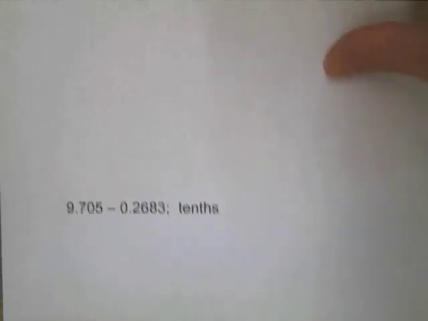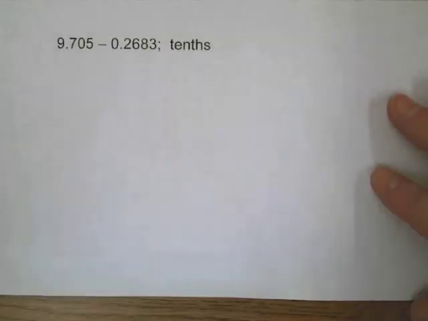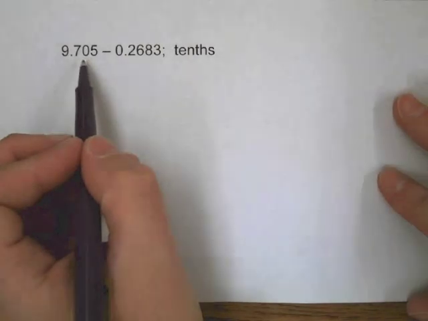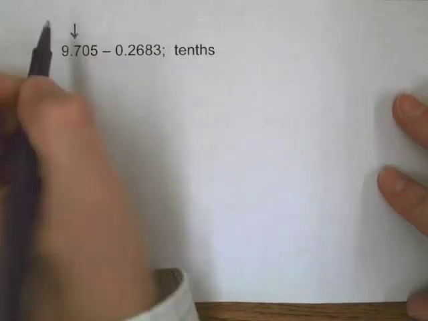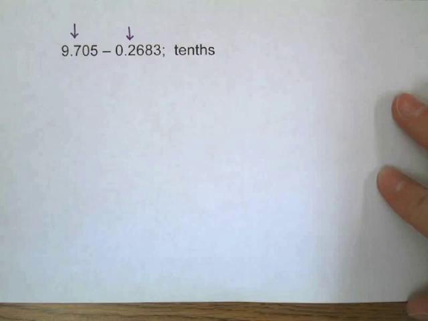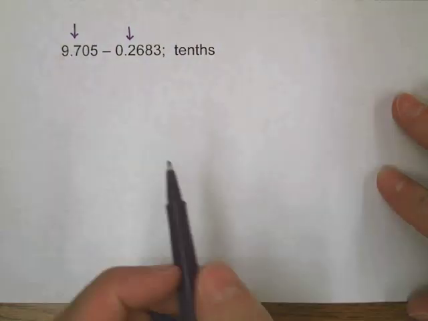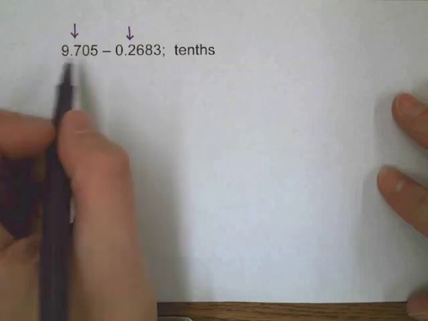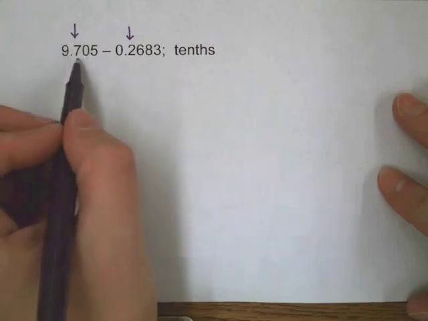Let's take a look at another one. Here we have 9 and 705 thousandths and 0 and 2,683 ten thousandths. And we want to round this off to the nearest tenth. So this number right here, that's where we're going to be rounding to. So let's take a look first of all at this number here. Well, 9 and 705 thousandths. I want to know the nearest tenth.